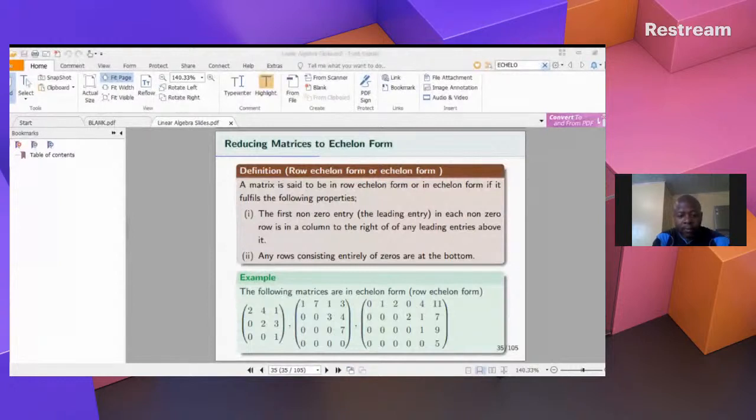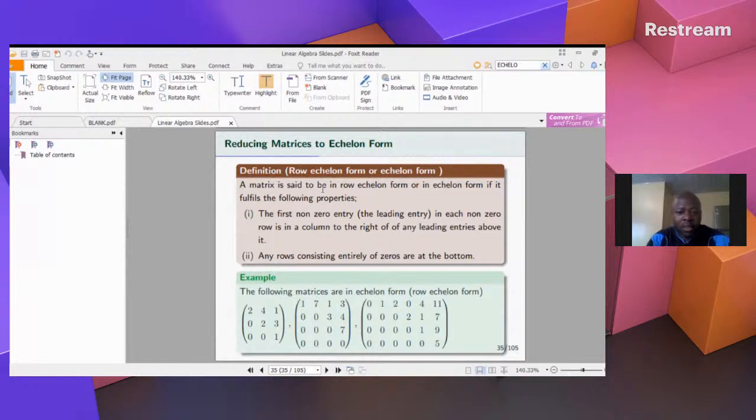Today's class, where we are looking at reducing matrices to echelon form, and then we'll use that knowledge to solve a system of linear equations. So we'll begin by definition, where we look at the definition of a matrix that is in echelon form.